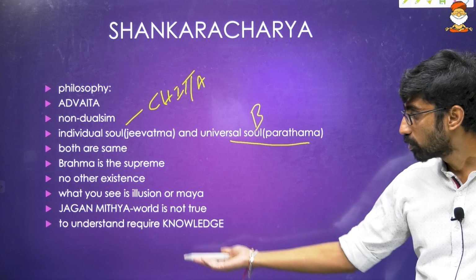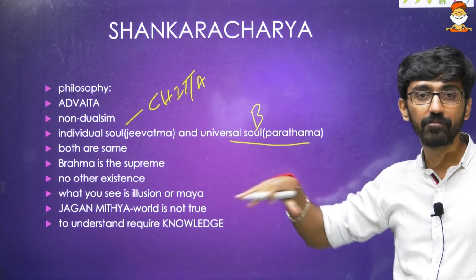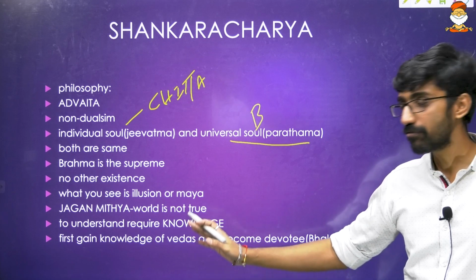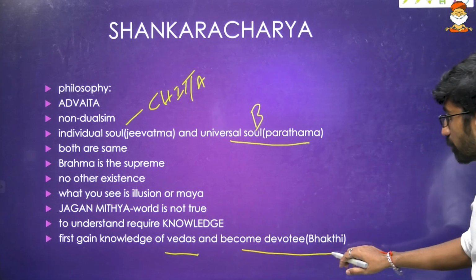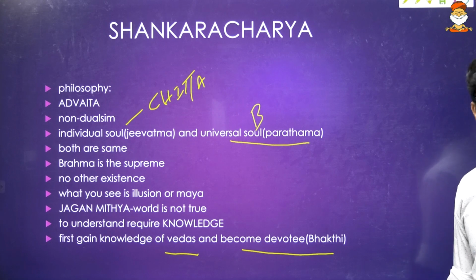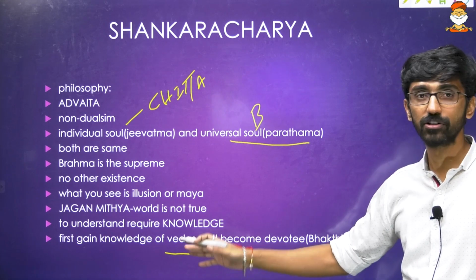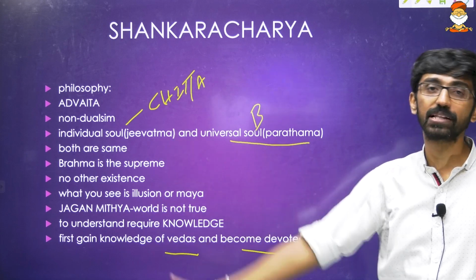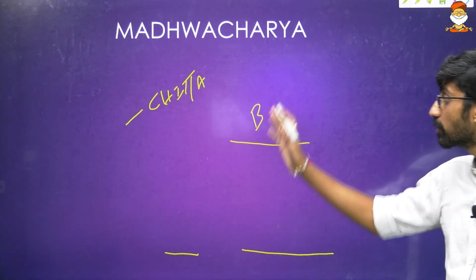To understand that everything is the same and the world is not true, you require the knowledge of the Vedas, and then you can become a bhakt, a devotee of God. First you gain the knowledge. Jnana Marga also, Bhakti Marga also. But Ramanujacharya majorly emphasizes Bhakti Marga. Now Madhvacharya.